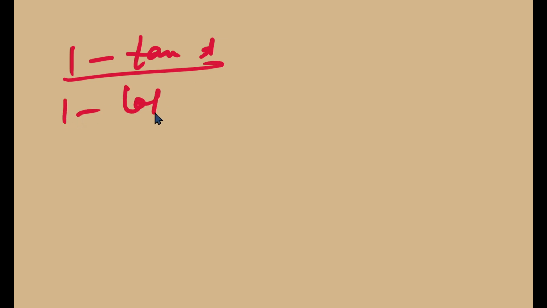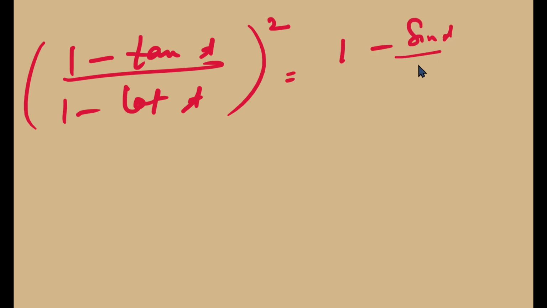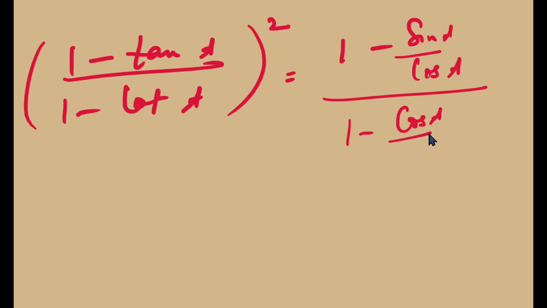Okay, so 1 minus tan a by 1 minus cot a, the whole squared. So what is this equal to? Using the same technique, let me write tan a as sin a by cos a, and cot a can be written as cos a by sin a, and don't forget to square both of them because that is what is given in the expression.